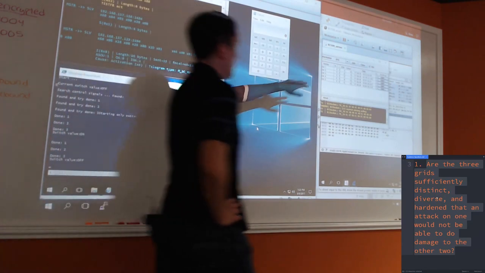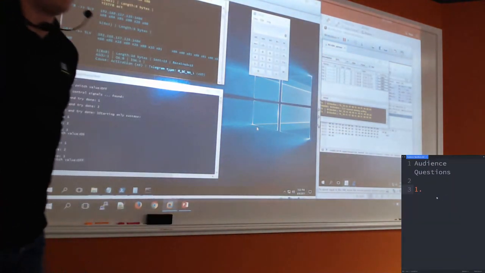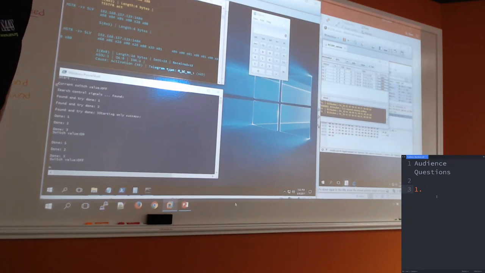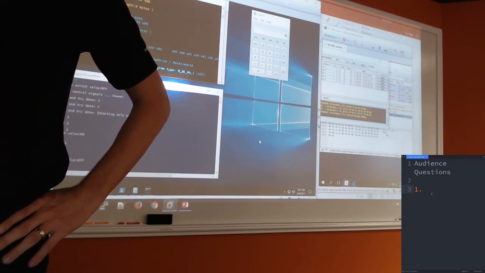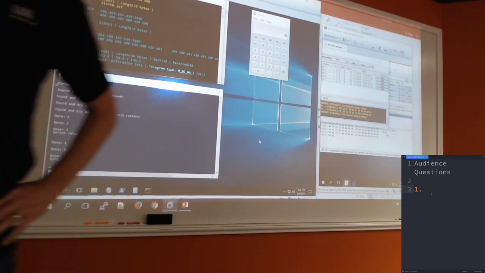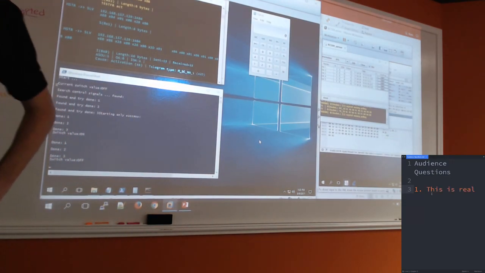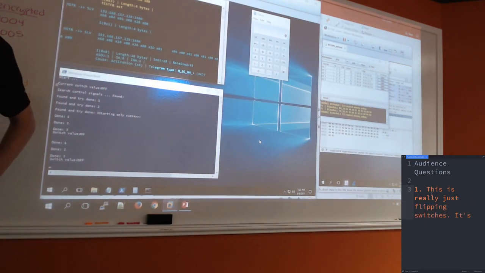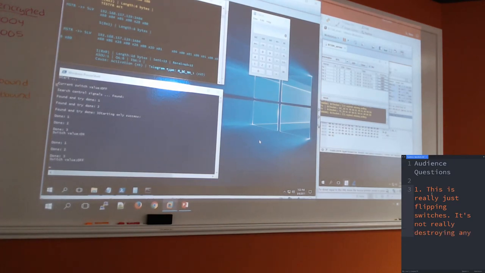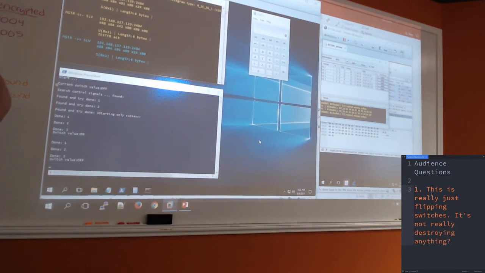So now you're seeing the ones change back to zeros. Other questions? Nope, this is flipping switches outside of the wiper. That's all it's doing. It sounds really cool, but when you look at it, it's very simple.